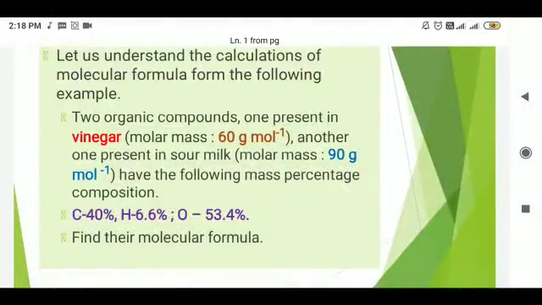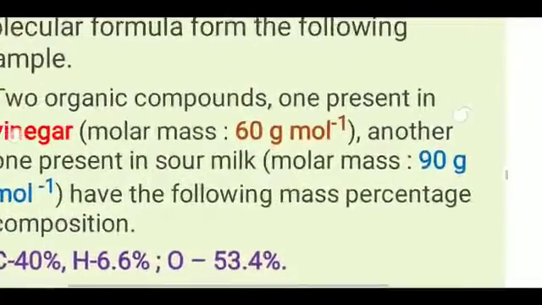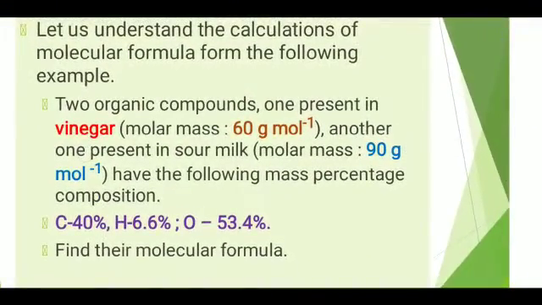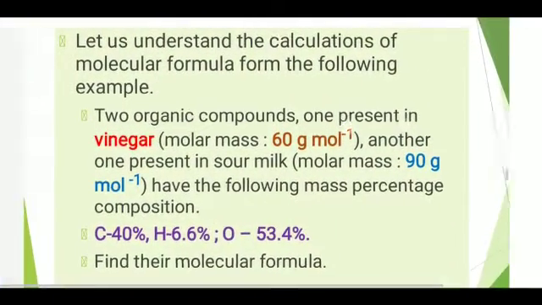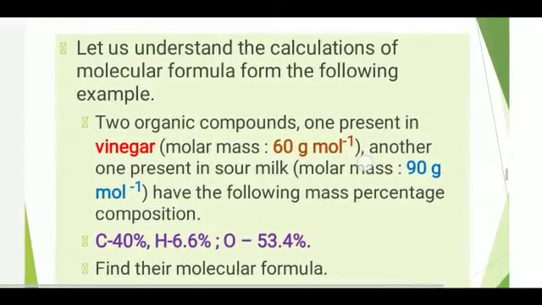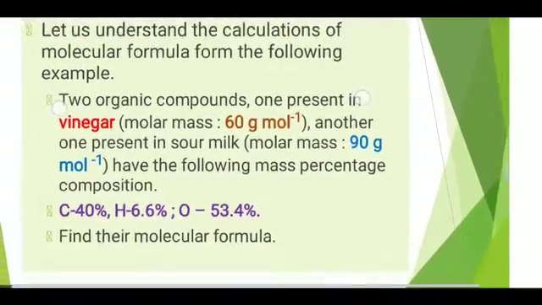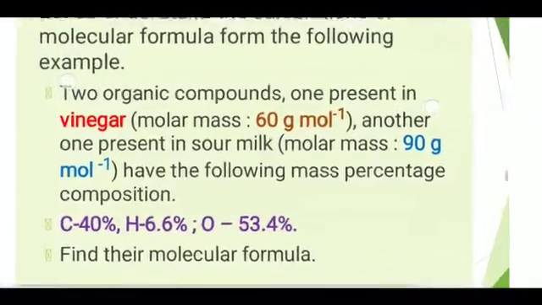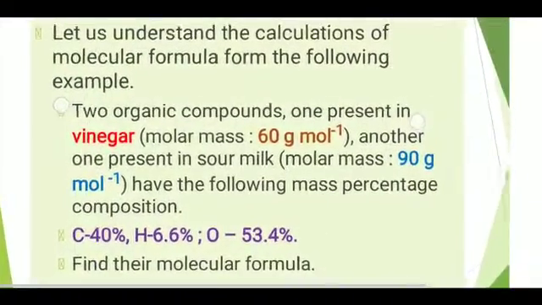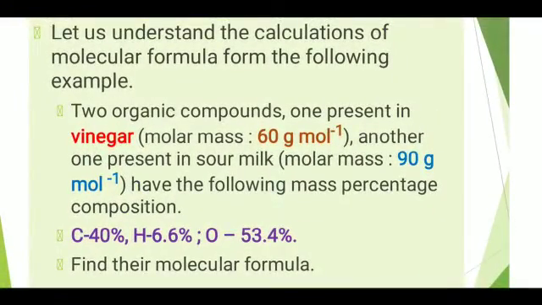Let us understand the calculations of molecular formula from the following example. Two organic compounds, one present in vinegar, the molar mass is 60 gram per mole. Another one present in sour milk, its molar mass is 90 gram per mole. Have the following mass percentage: for carbon 40%, hydrogen 6.6% and oxygen 53.4%. Now we have to find the molecular formula for both the molar mass 60 gram per mole and 90 gram per mole using this percentage composition.